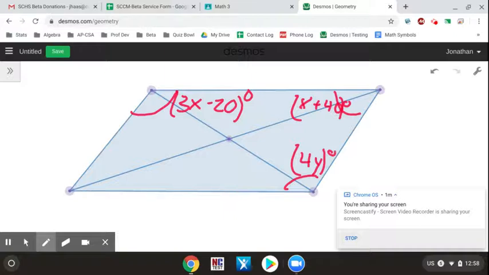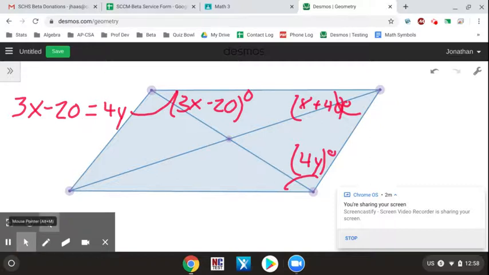So my first question is, am I looking for things that are equal or things that add to a certain amount? Well, one of the properties of a parallelogram is that opposite angles are equal. So this angle here, the 3x minus 20, is equal to the angle that is opposite or across from it, which is 4y. When I set up that equation, it's not particularly useful because I have two variables and I don't have enough information to solve. Fortunately, I have another equation, because I have this x plus 40, which is over in this part of my graph.